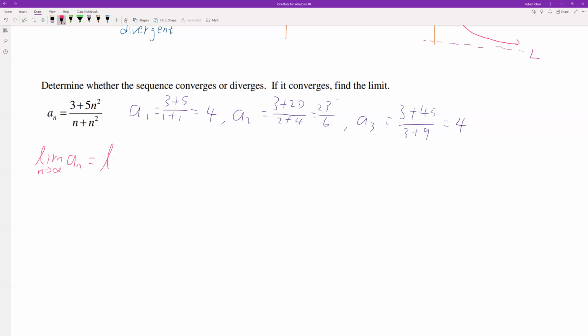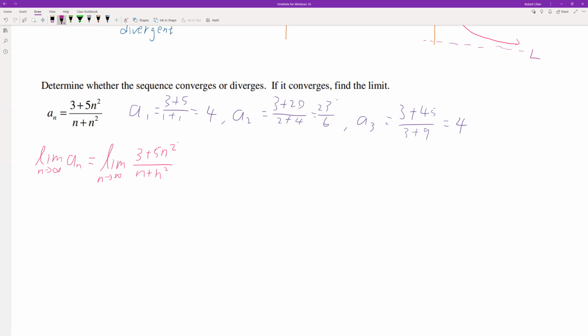And let's evaluate this limit and see what we have. Okay, we have (3 plus 5n squared) over (n plus n squared). Now, one of the techniques from Calc 1 is when you're taking the limit as n approaches infinity of polynomials having the same degree, then the limit is just the quotient of the leading coefficients. Right? So in this case, it's going to be 5 over 1. Right? But let's do a quick review on how to do that.